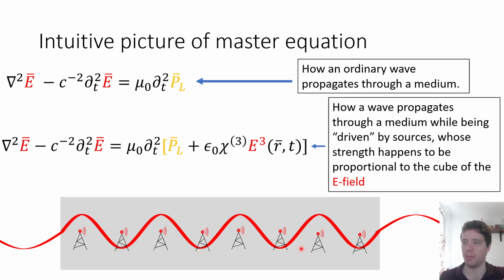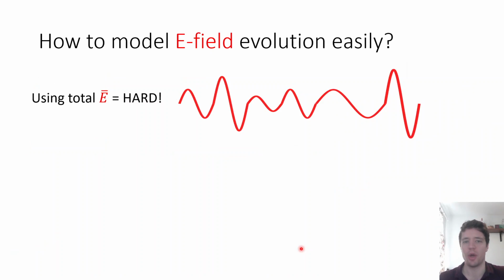Hope that makes sense. It's going to be quite a useful picture in the following slides we're going to see, so just keep that in mind. Anyway, so how do we mathematically model the evolution of the E field? We could of course use the total E field, but that's actually kind of tricky to model.